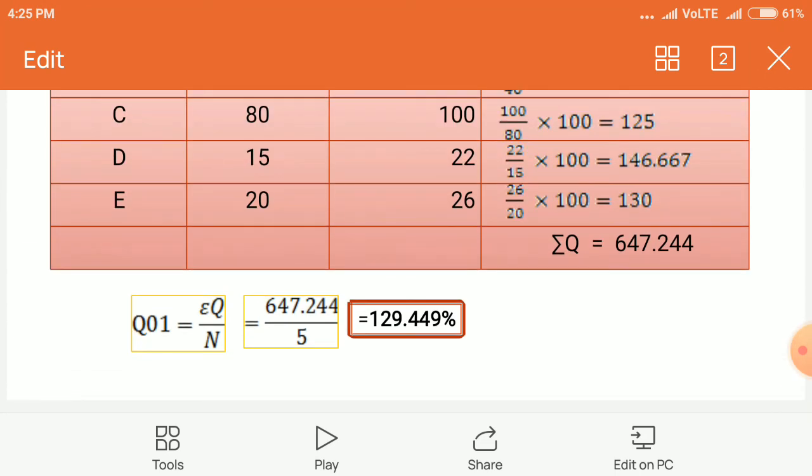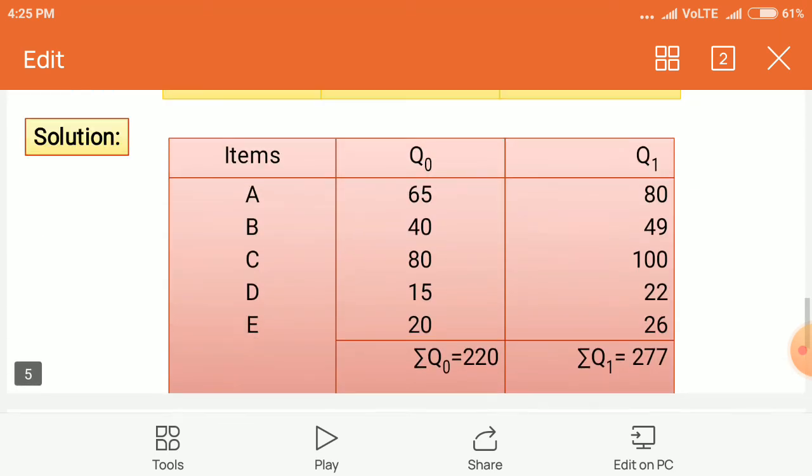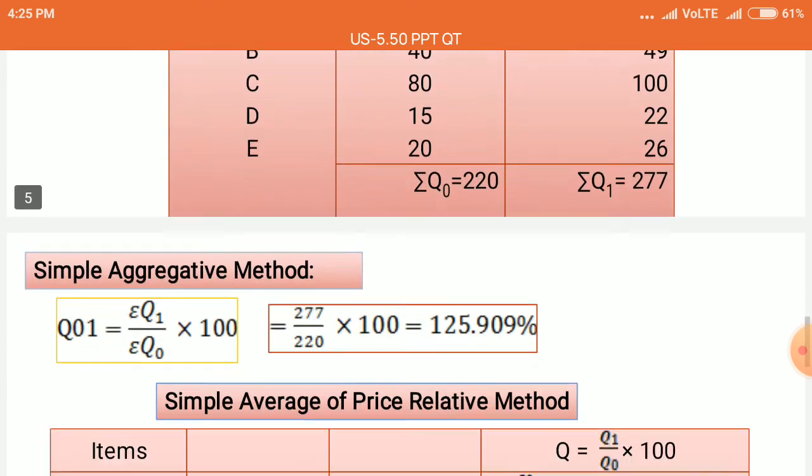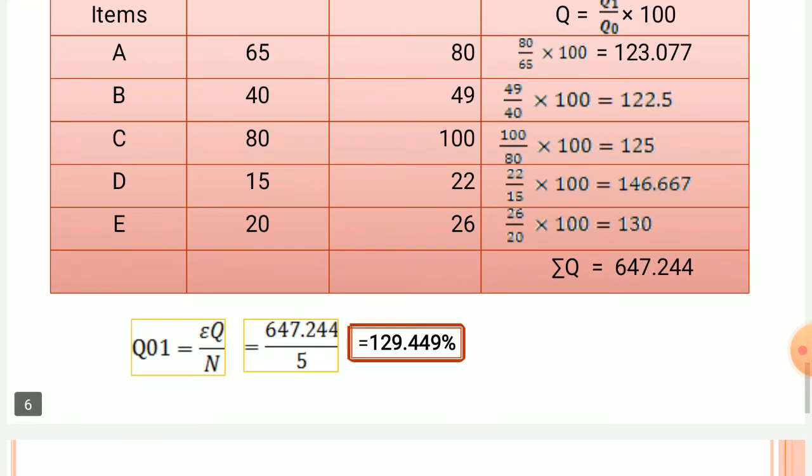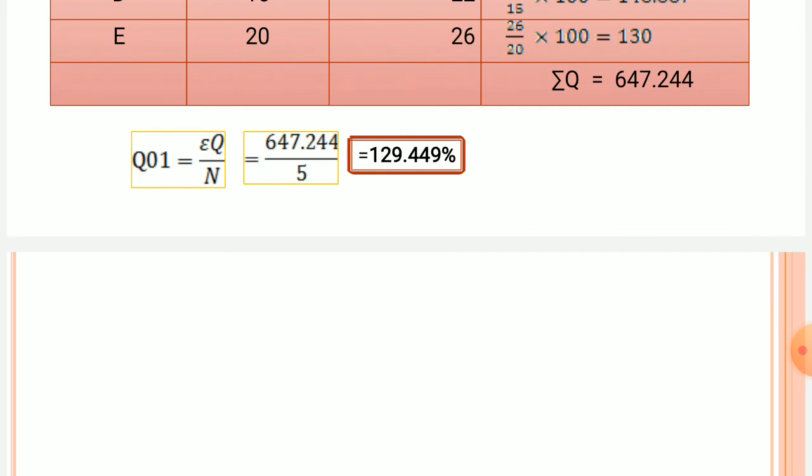So this is what in the current year the quantity of all the items had been increased by 29.45% when compared to the base year 2015. So this is the way in which we compute or construct the index numbers according to simple aggregative method and simple price relatives method.